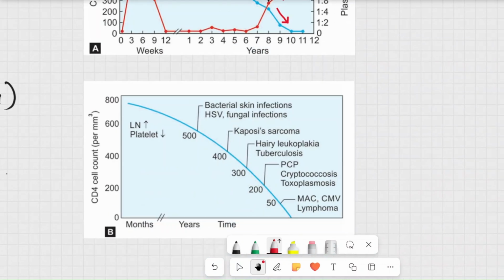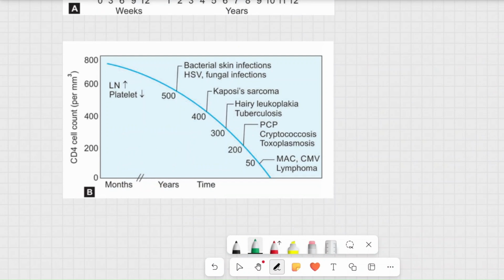Okay, the next graph explains the appearance of opportunistic infections with respect to the CD4 T cell count, guys. As the CD4 T cell count goes to the 500 level, what is happening? You are getting some opportunistic infections like bacterial infections, herpes simplex virus infections, fungal infections. At 400, you will be getting Kaposi sarcoma, one of the neoplastic conditions. When the CD4 T cell count is decreasing to 300, you are getting hairy leukoplakia and conditions like tuberculosis. And when it is decreasing to 200, you are getting PCP, cryptococcosis, toxoplasmosis, and lastly at 50 level, you're getting conditions like MAC, CMV, and lymphoma.